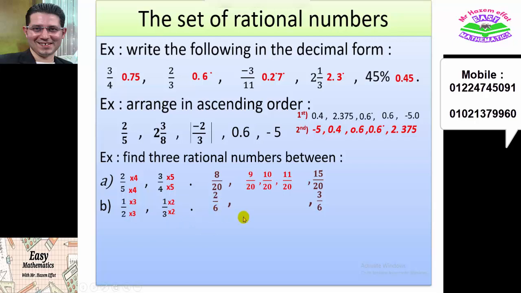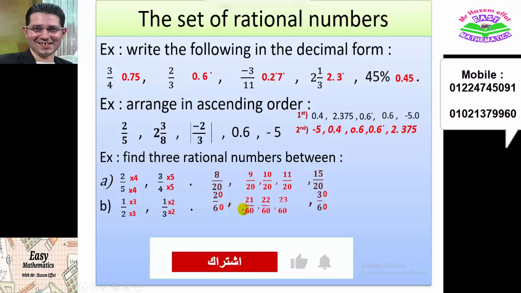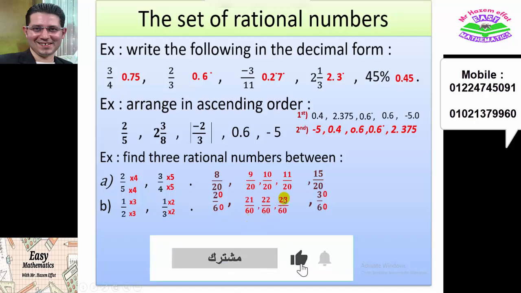Okay, but there is a problem here, because with 2 over 6 and 3 over 6, it's so difficult to find three rational numbers between them. How to find a rational number between them? In this case only, we need to add 0 to both fractions to be 20 over 60 and 30 over 60, and they are equivalent to a half and a third. Now we can find three rational numbers between them. It will be 21 over 60, 22 over 60, 23 over 60.